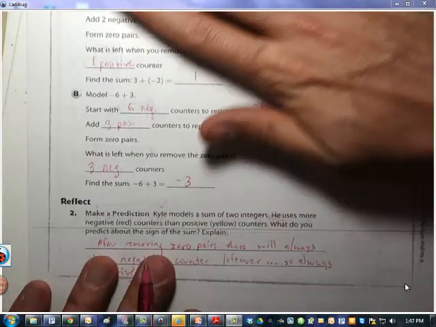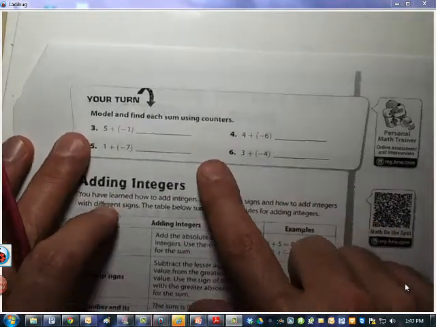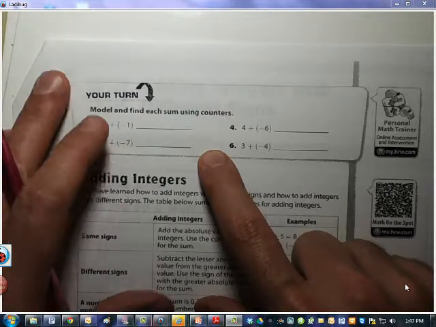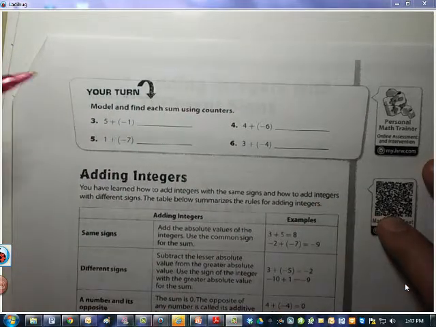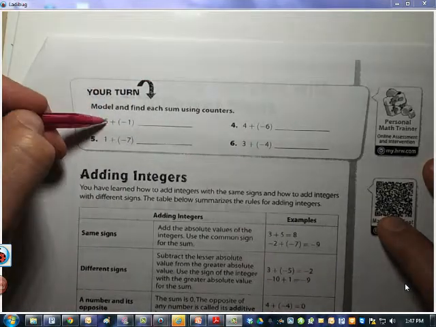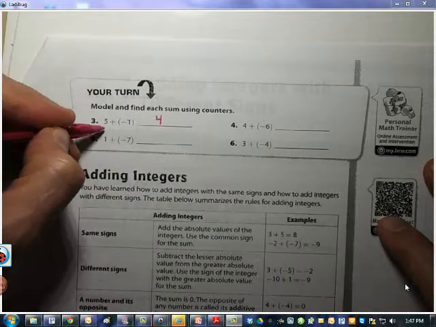All right. The last page. So these are your turns. So pause the video, give these a whirl, and then press play real quick, and I'll show you the answers. Okay. So 5 plus negative 1. I've got the difference between the two is 4. The bigger number is positive.